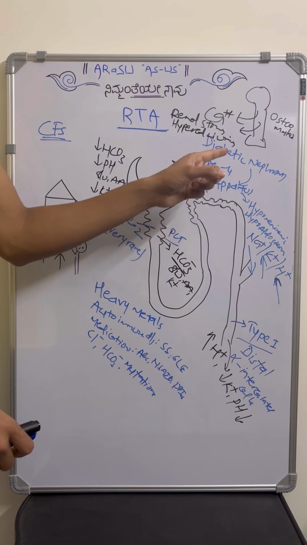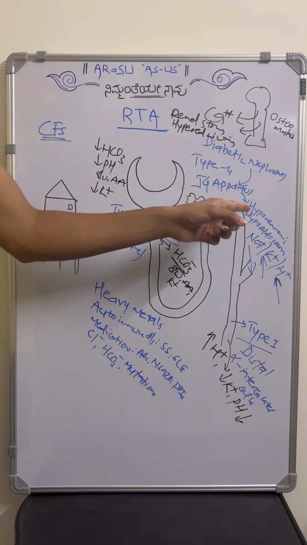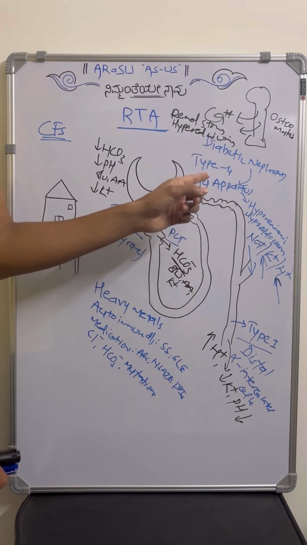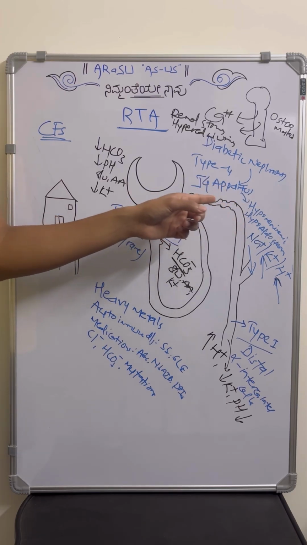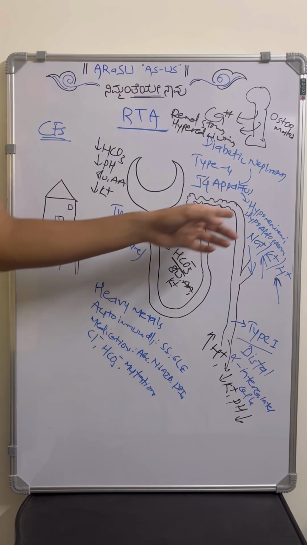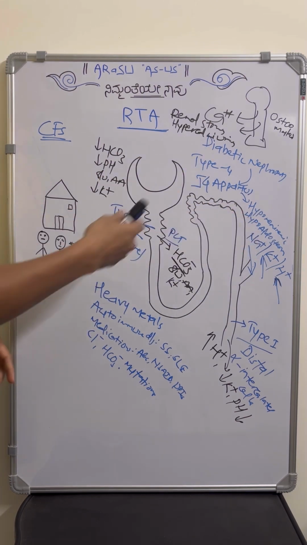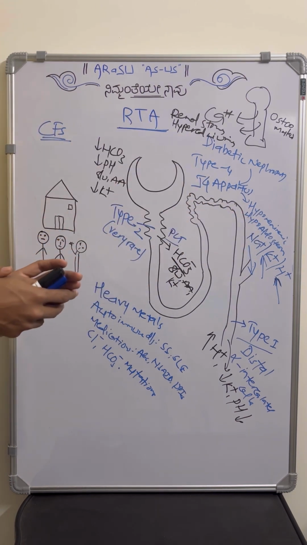And in type 4 renal tubular acidosis, as it is because of dysfunction of the JG apparatus, we can give supplements, that is fludrocortisone 0.1 mg we can give, so that it can start doing its action. So this is all about renal tubular acidosis.